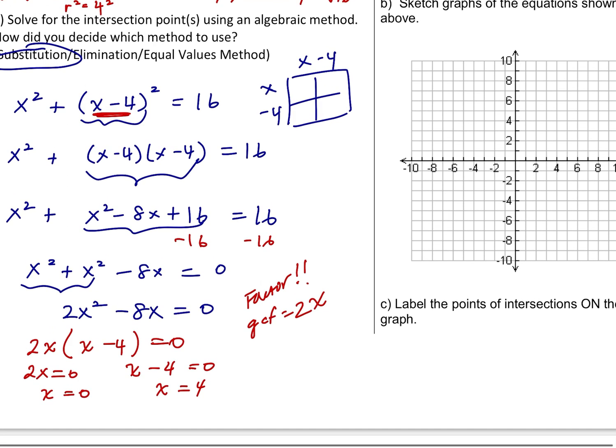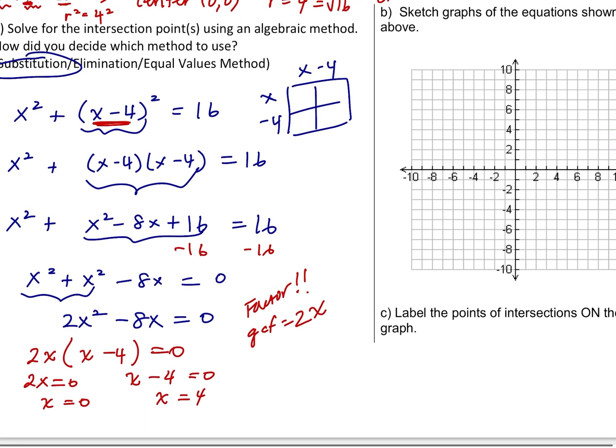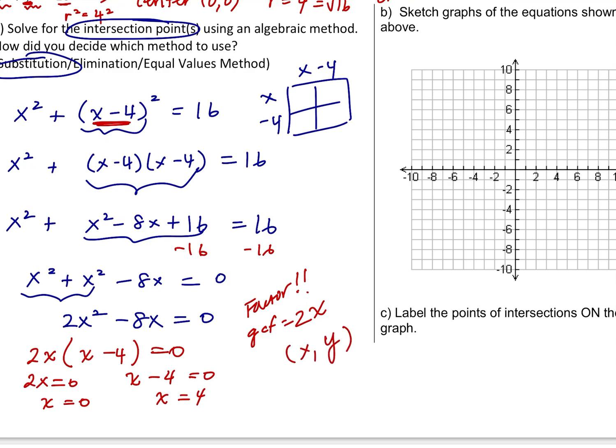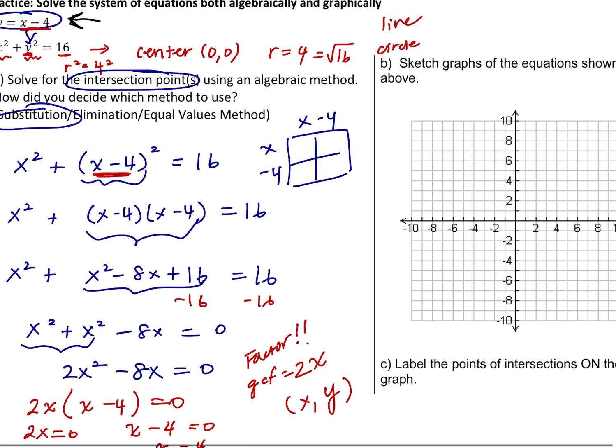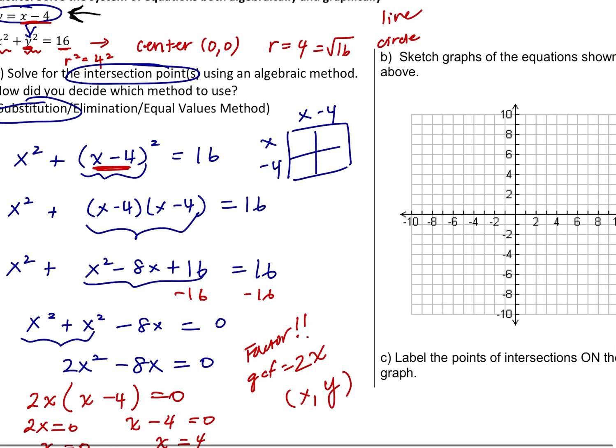And guess what? That's not it. Your answer has to be an intersection point. Your answer has to be in point form, x and y. So you still have to find the y value. I'm going to find the y value by plugging each x value into one of these two equations. I prefer to plug it into the first one, because it's easier.